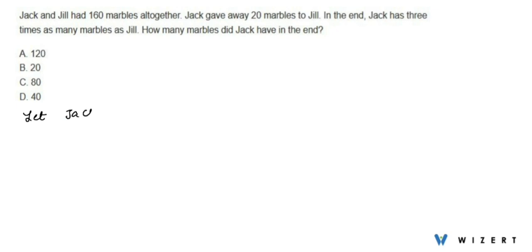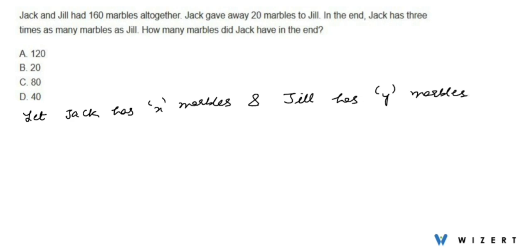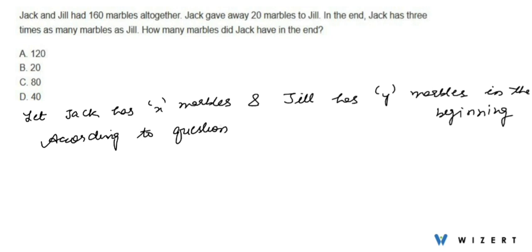So, first of all, we'll assume that Jack has x marbles and Zill has y marbles, and this we have assumed in the beginning. Now, according to the question, we can write that the sum of the marbles that Jack and Zill have, that is x plus y, is 160. Let this be the first equation.